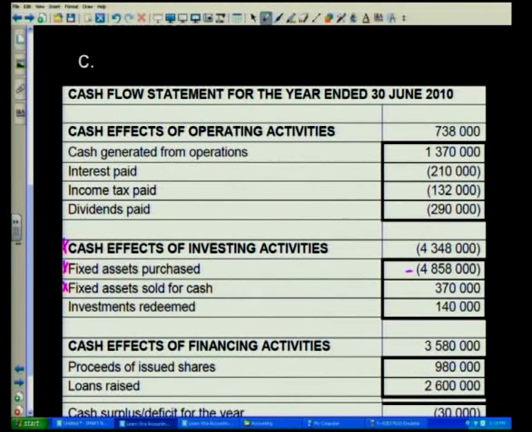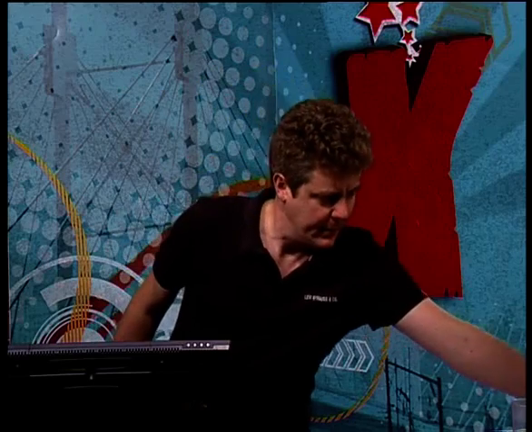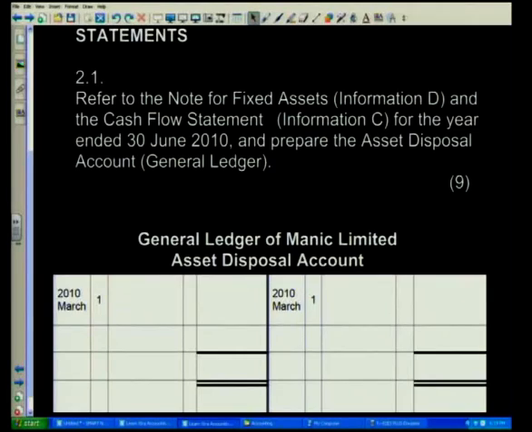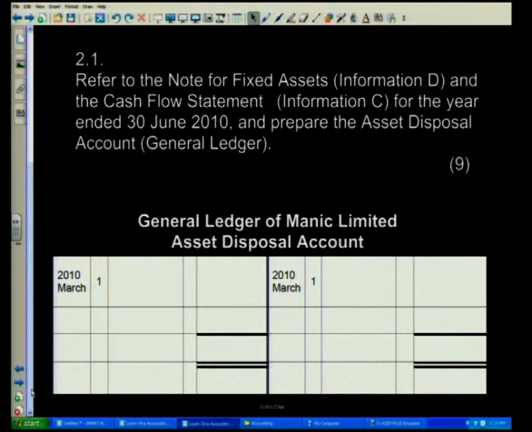and we have also sold fixed assets, 370,000, for cash. So that's important. We have sold this vehicle for cash. So we know that the entry on the credit side of this account is going to be bank. Let's have a look now at the asset disposal account. Here it says General Ledger of Manic Limited, Asset Disposal Account.